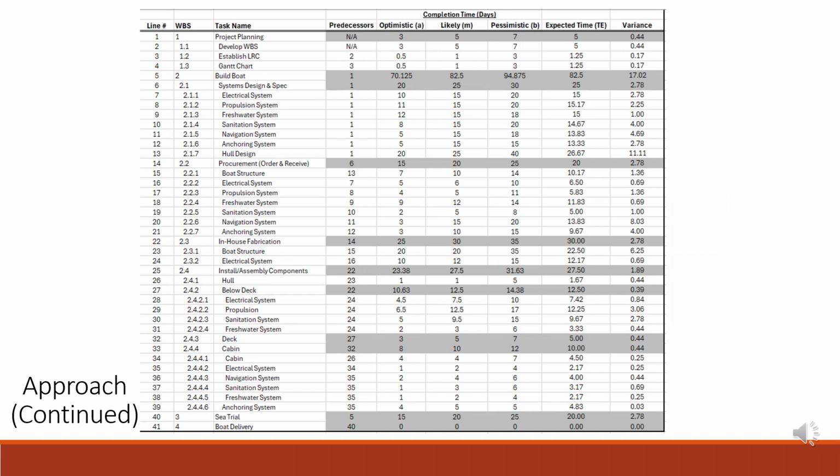This slide displays the combination of the approaches I mentioned previously. Each column is filled out based on predecessors, optimistic time frames for each task, likely time frames, and the pessimistic time frames. And then the estimated time and variance were solved on the right. We used this information as the basis to label the nodes within our network.